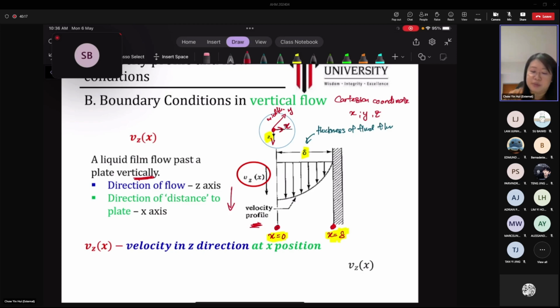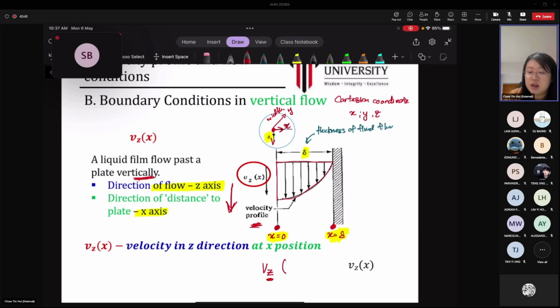So now for this case, the fluid is flowing down in the z direction. That's why it's mentioned here that the direction of flow is in the z direction, and the distance is in the x direction. Now you can see from the velocity profile, this is an example of the velocity profile for fluid flowing down a vertical plate. The fluid is flowing in the z direction, so we denote it as Vz.